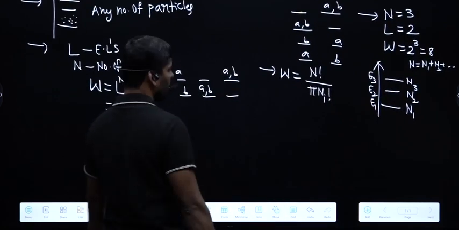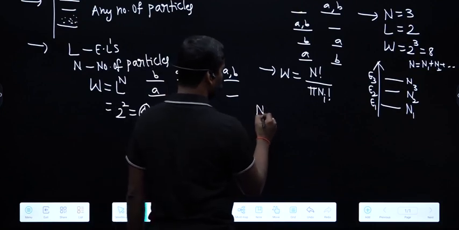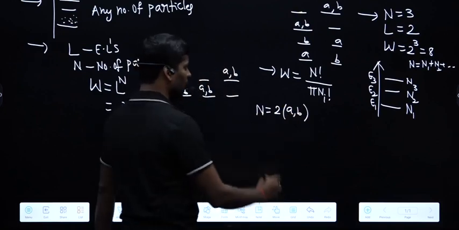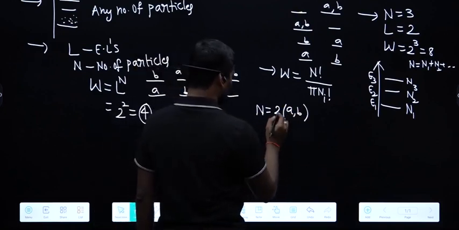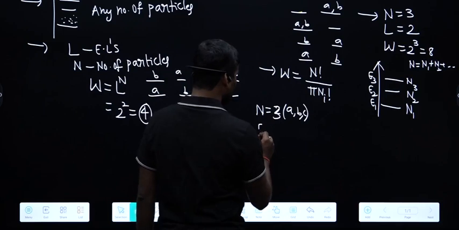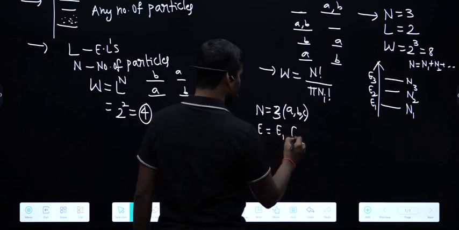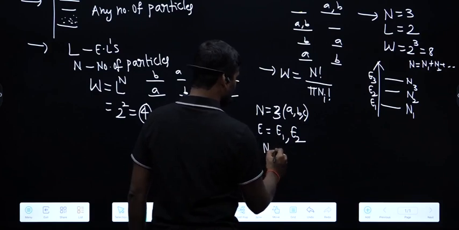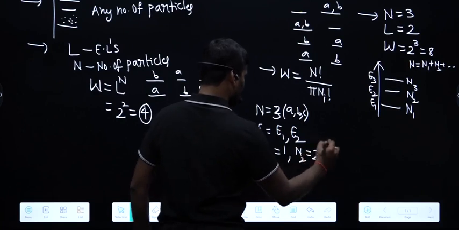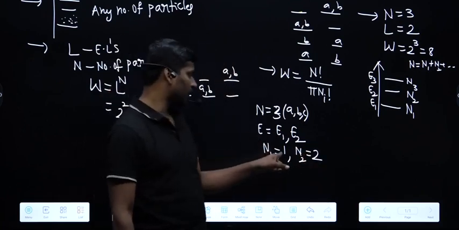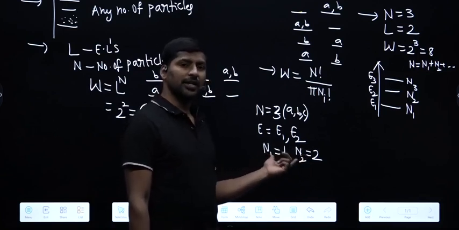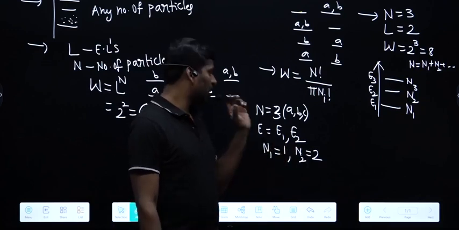For example, I am taking a total of 3 distinguishable particles, A, B, C. We want to distribute them in 2 energy levels, E1 and E2, such that the occupation number of the E1 level is 1 and the occupation number of the E2 level is 2. The 3 particles are distributed like this, so in how many ways can we distribute them?